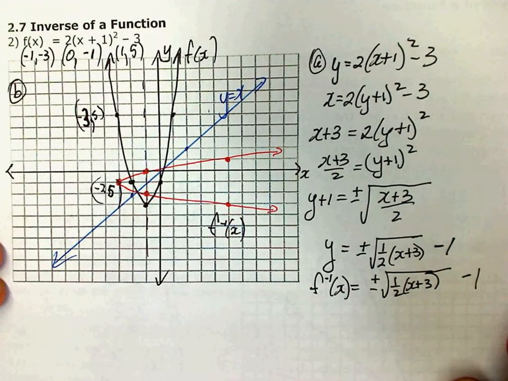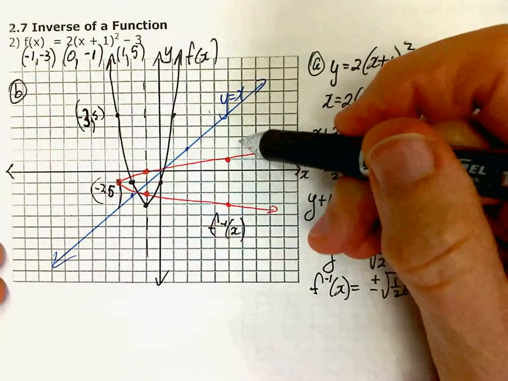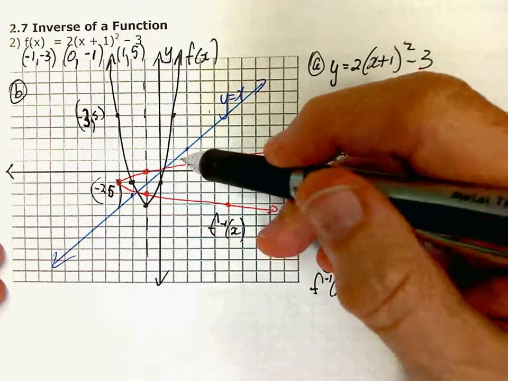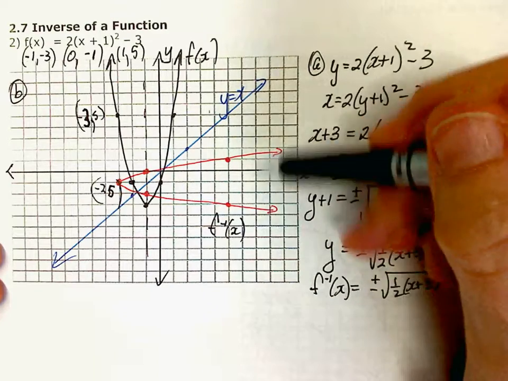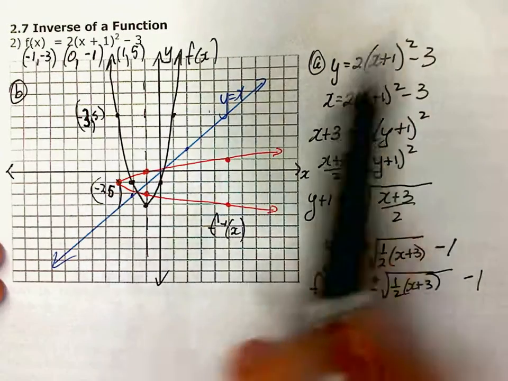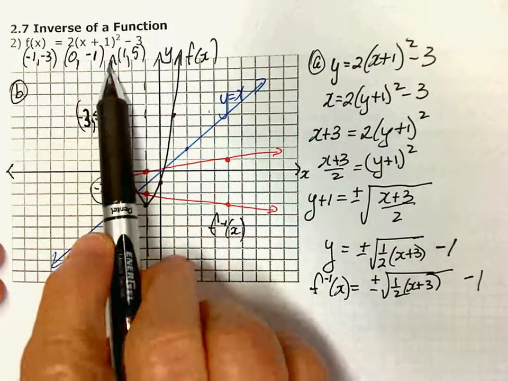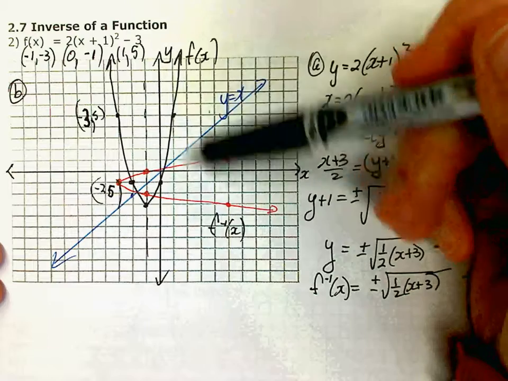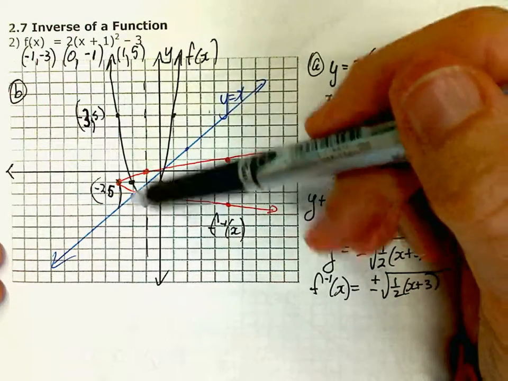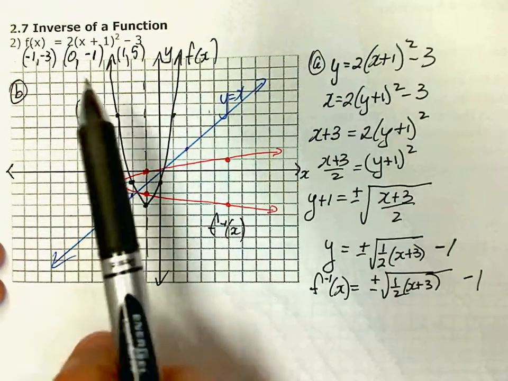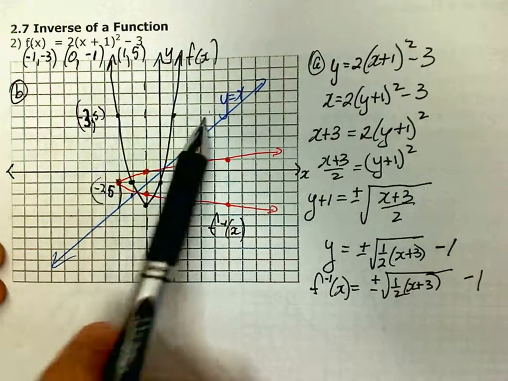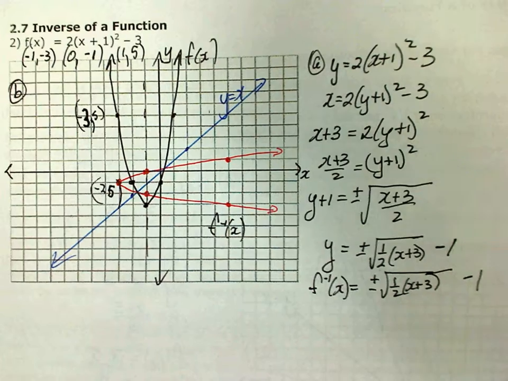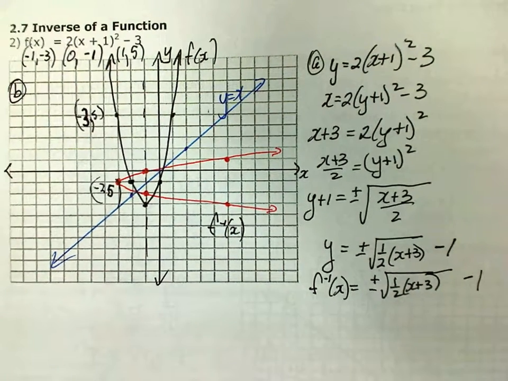No, it's not, right? See, if I do the vertical line test on the red graph, or on the inverse, it's not a function. And that's because f of x does not pass the horizontal line test, right? It passes the vertical line test, so we know f of x is a function, but because it does not pass the horizontal line test, we know the inverse of f of x is not a function.